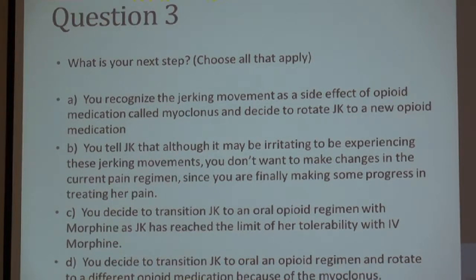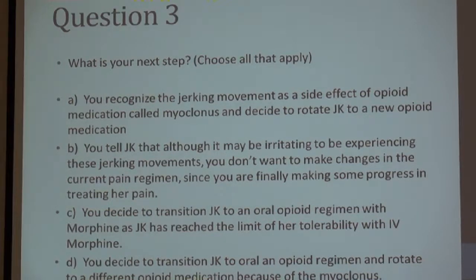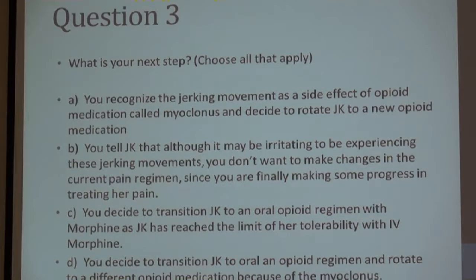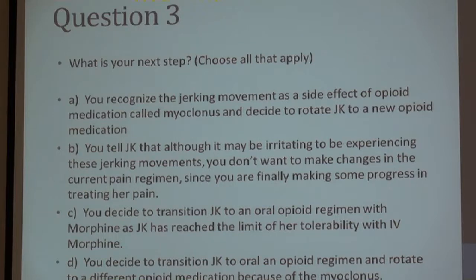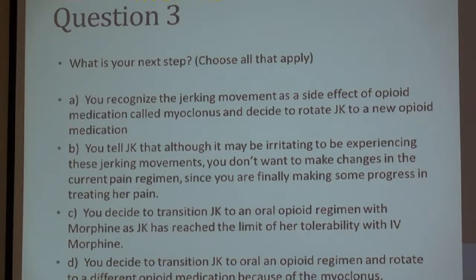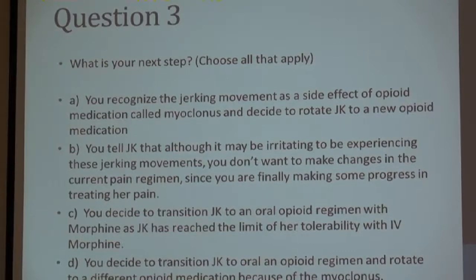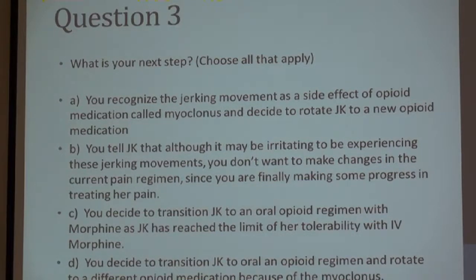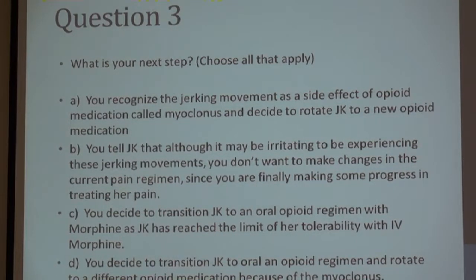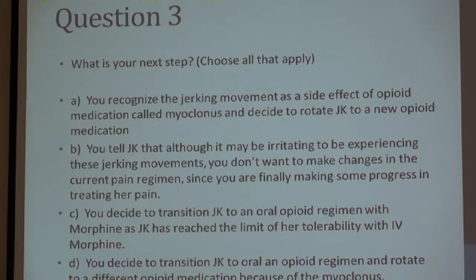You tell her that it's irritating to be experiencing these jerky movements, but you don't want to make changes because we finally got some progress in treating her pain. You decide to transition to an oral opioid regimen with morphine, saying that she's reached her limit of tolerability with IV, or you decide to transition JK to an oral opioid regimen and rotate to a different opioid medication because of the myoclonus. What do you guys think?